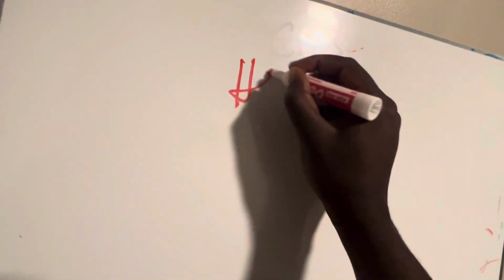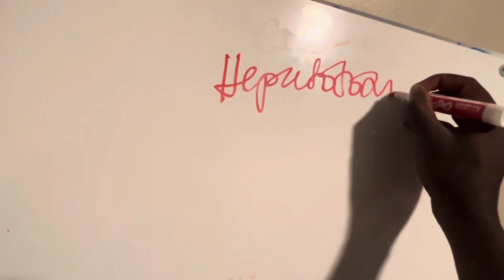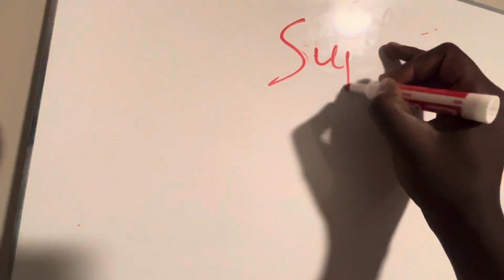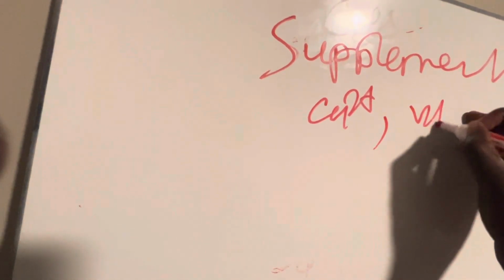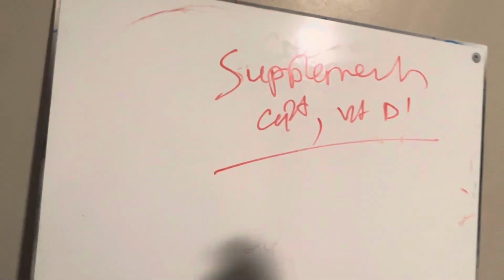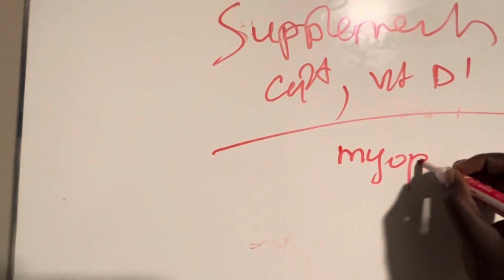And then tell the patient to avoid alcohol and hepatotoxins, because alcohol can worsen liver toxicity. And then you can give supplements such as calcium plus vitamin D, because, for example, some nucleoside reverse transcriptase inhibitors such as AZT cause what you call myopathy.